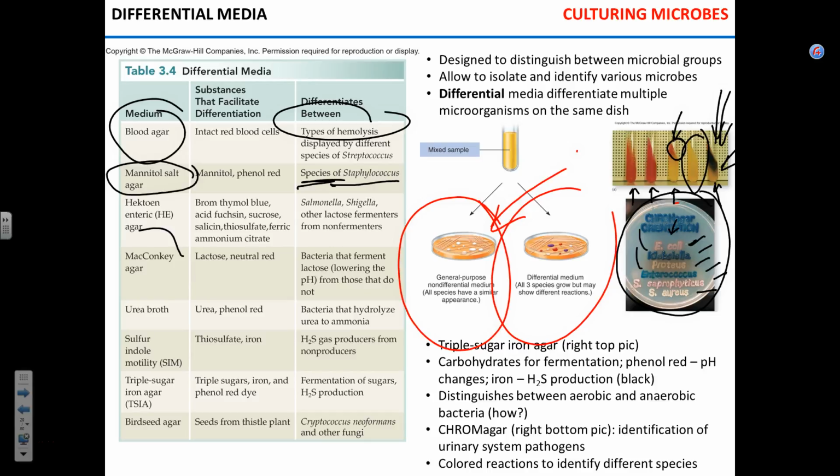Okay, MacConkey, we just talked about it. It is selective. It selects for gram-negative enteric bacteria. It turns out it allows you to distinguish between bacteria that can and cannot ferment lactose. A digression. Which ones do you think are better? The ones that can ferment lactose or the ones that cannot? The ones that can, why?